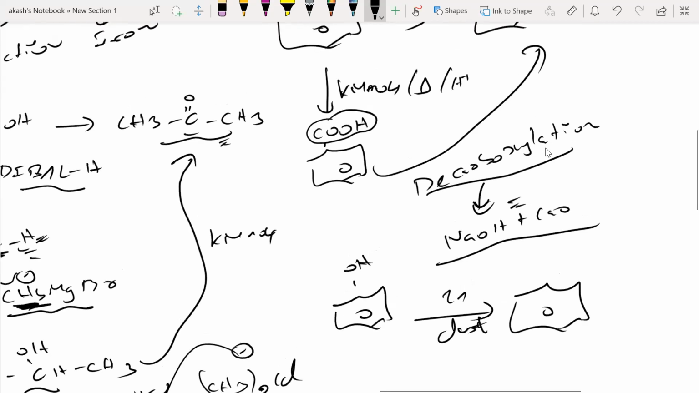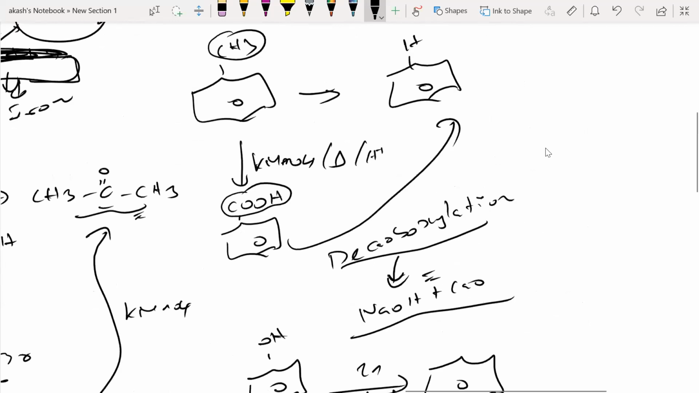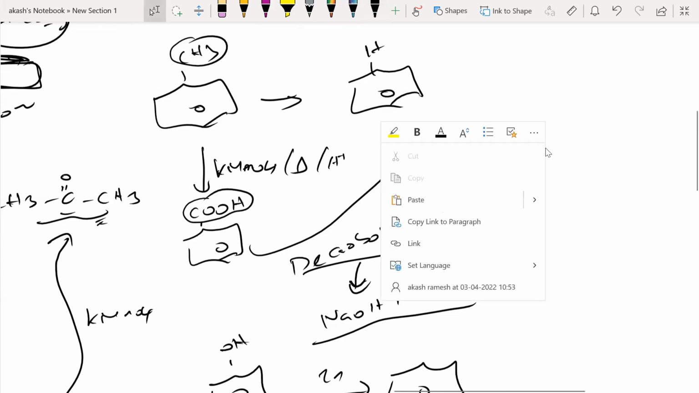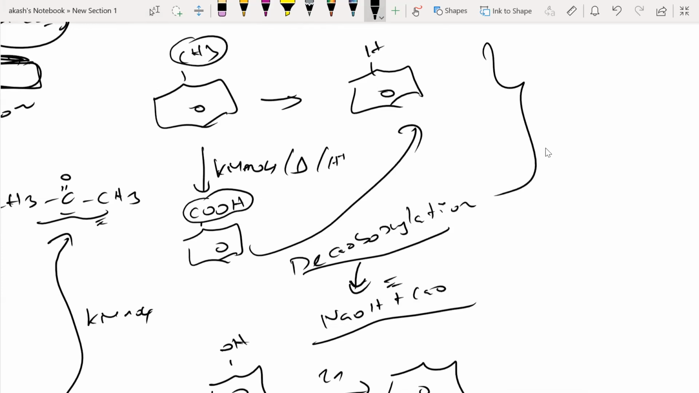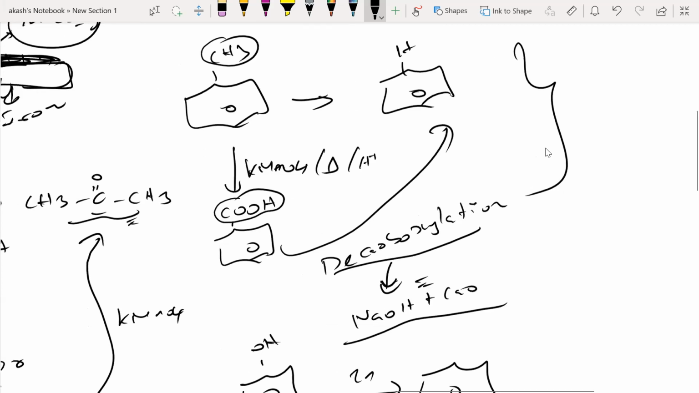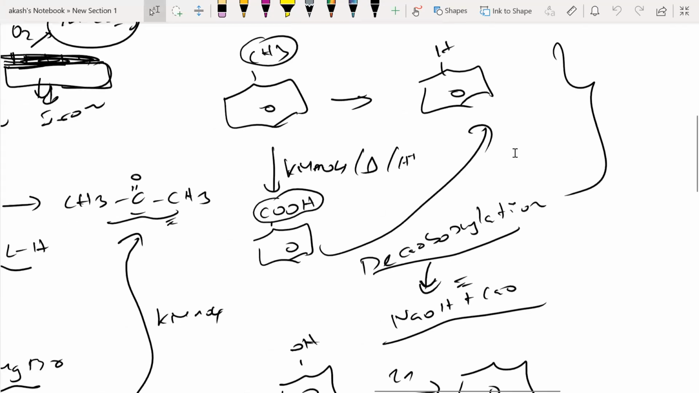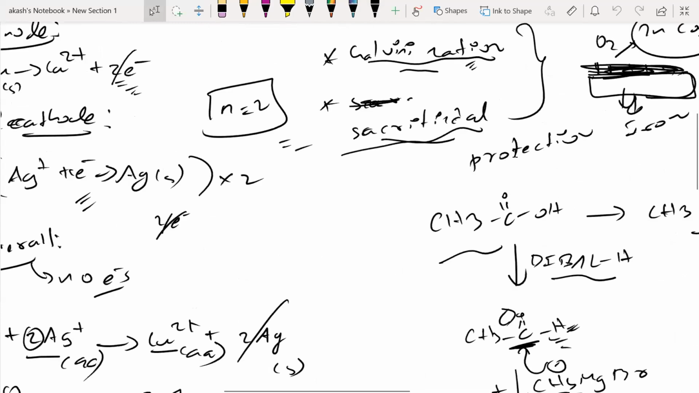See, there is another method, but CH3 you will not be able to convert. I think this is the best method you can have, whatever I wrote here. This is the best method you can have. Okay. Fine. I don't want to waste time. Obviously, I can come up with methods, but again, why waste time? We've got the answer. Okay, next question.